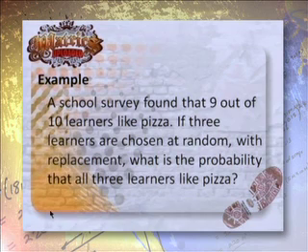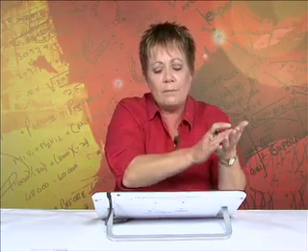A school survey found out that 9 out of 10 learners like pizza. If 3 learners are chosen at random with replacement, what is the probability that all 3 learners like pizza? Now, I know it sounds quite strange because it says there with replacement. We've done quite a few of those already, but it's just saying we'll put it back. It's going to make a difference if you leave it out. They say that 9 out of 10 learners like pizza. So the first chance is 9 out of 10, the second is 9 out of 10, and the third is also 9 out of 10.